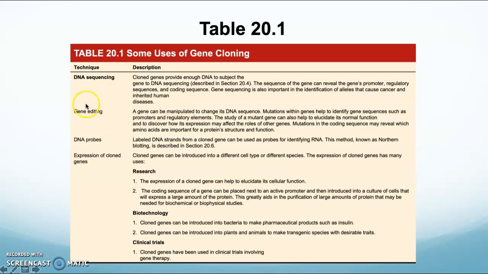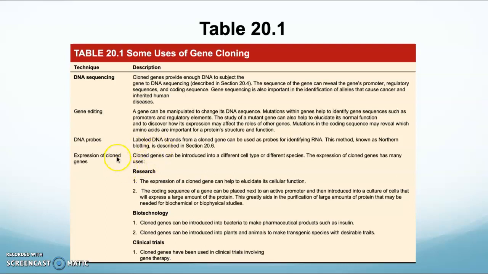We can also see that gene editing would be something that could be very helpful. Being able to change a particular DNA sequence means that we could actually look at the promoters and regulatory elements as well as studying mutant genes and mutations in the coding sequence, and that can help us understand protein structure and function. We also do DNA probes with these gene clones, and this allows us to label DNA strands with a cloned gene if we have probes that were identified from the RNA. This is known as northern blotting, and we'll get into that later in this chapter.